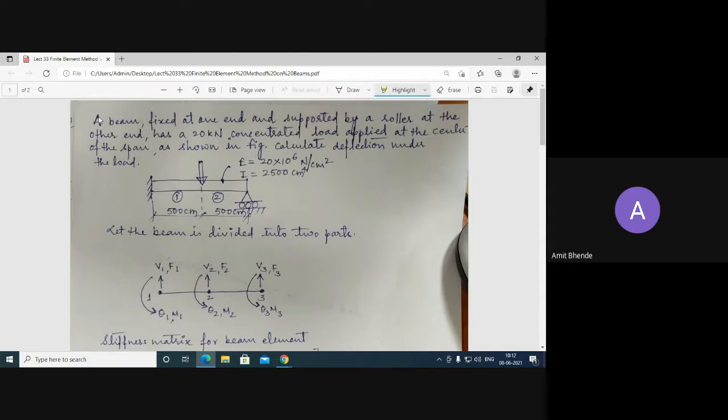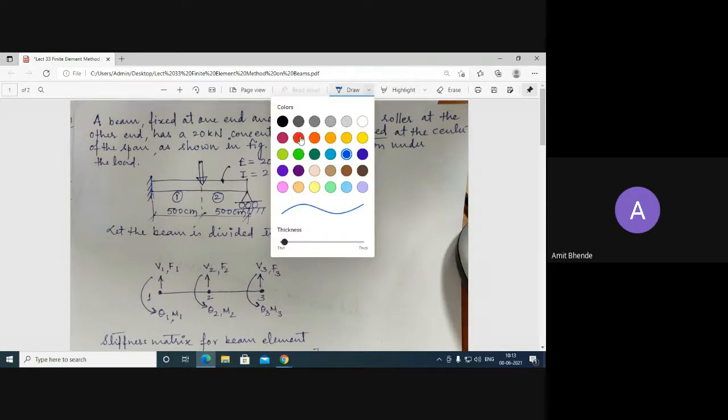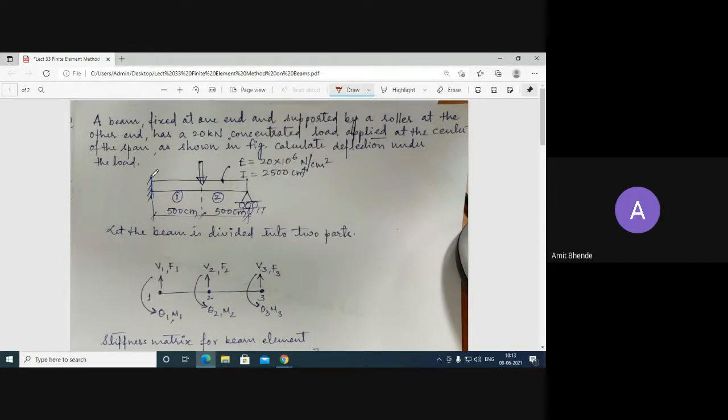Okay. So a beam fixed at one end and supported by roller at the other end. So this is a beam. Okay, it is fixed at this end. So this is a beam and it is fixed at one end and supported at the other. Now here you can see that the support is a roller support.